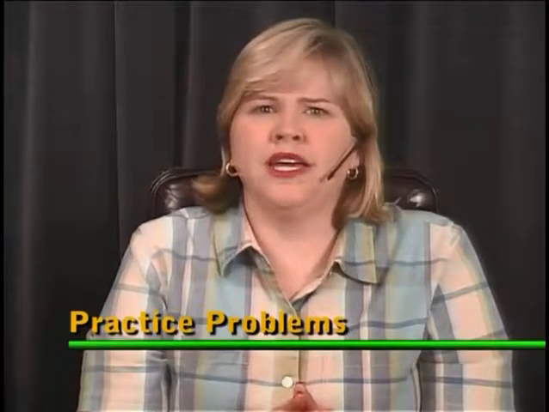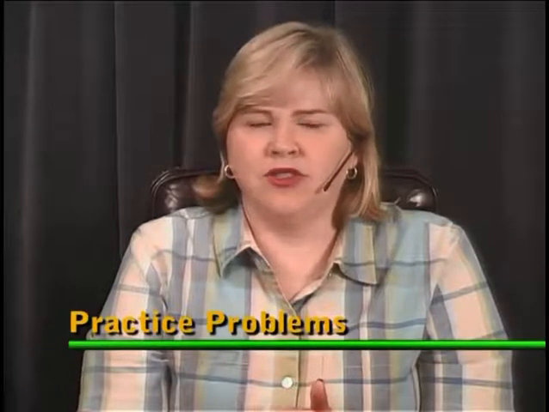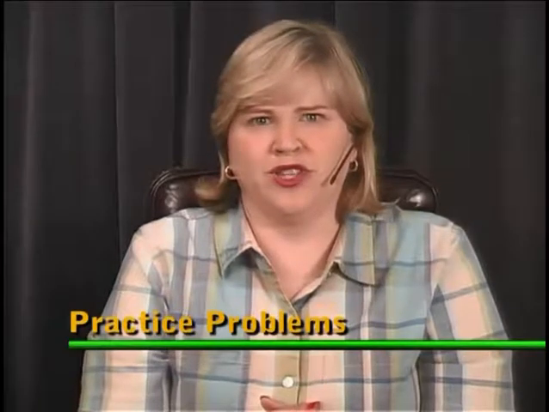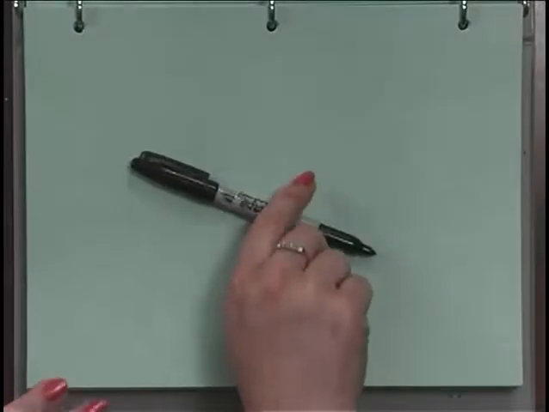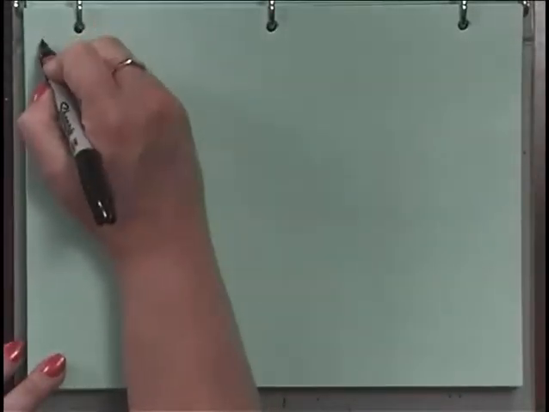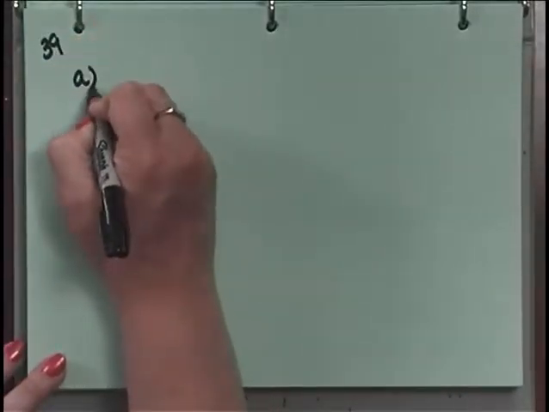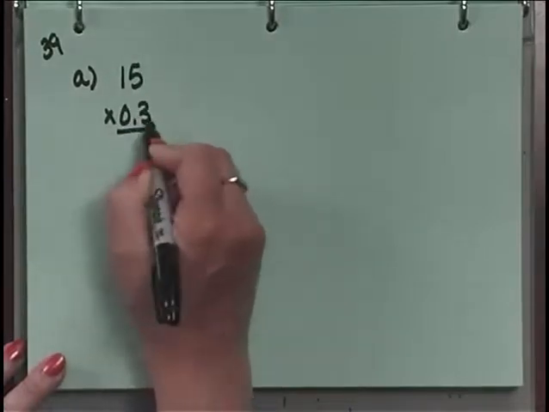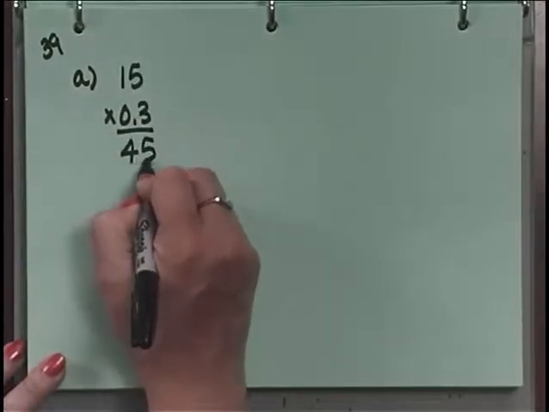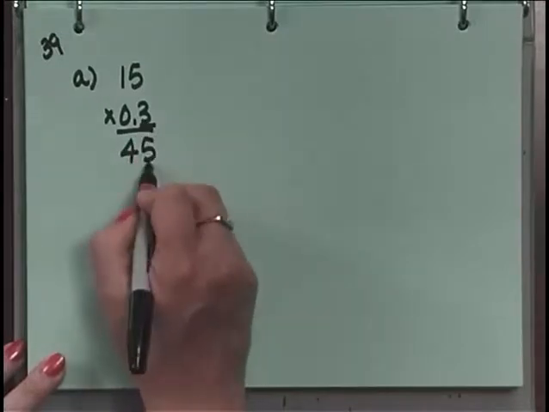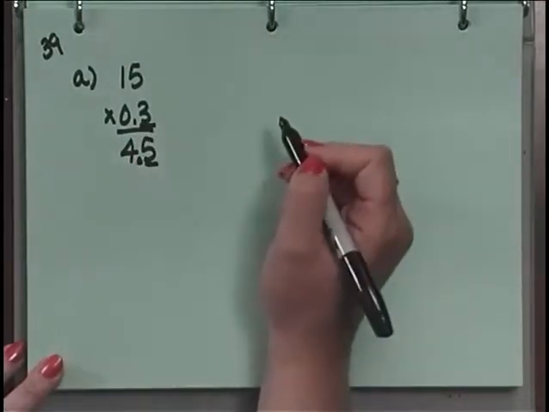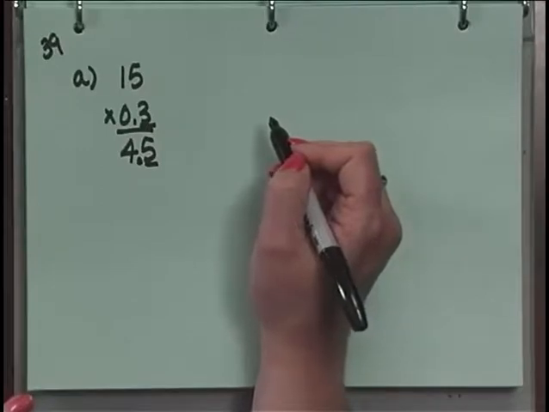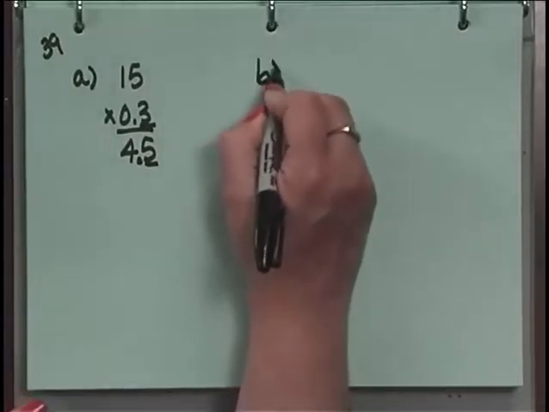Okay, so what we're doing is we're working with decimal numbers, and now we're multiplying our decimal numbers. Let's go ahead and try your practice problems and see how you did. Practice problem A. We're asked to multiply 15 times 3/10. Well, 15 times 3 is 45. We only have one decimal place, so we would insert our decimal between the 4 and the 5. So 4 5/10 is your product.